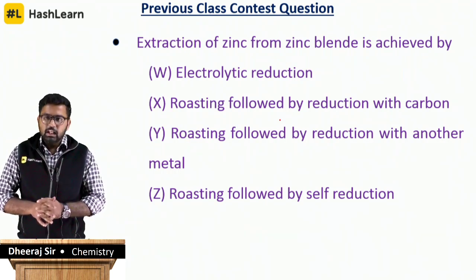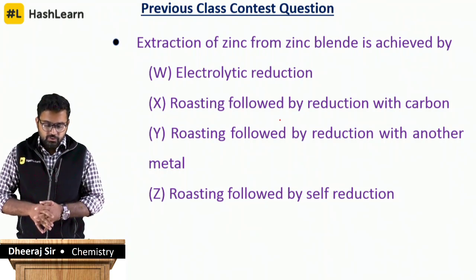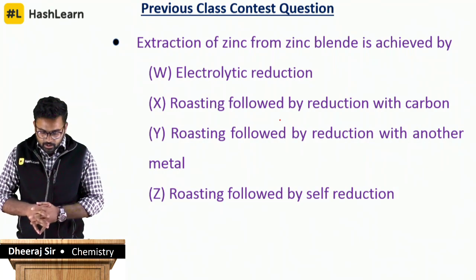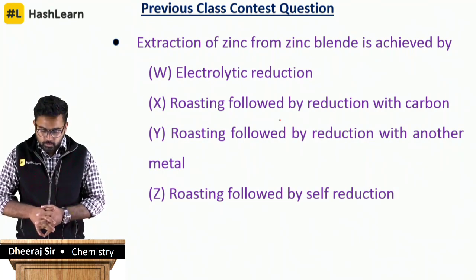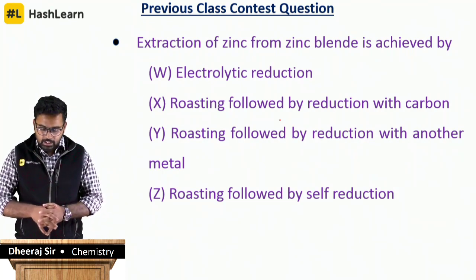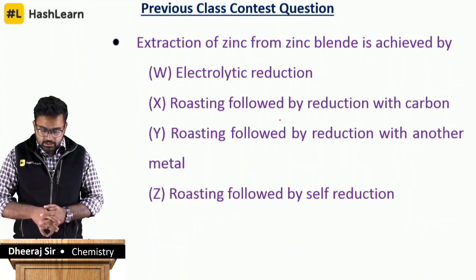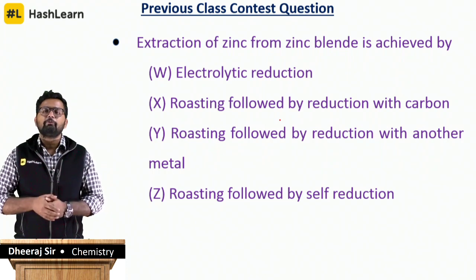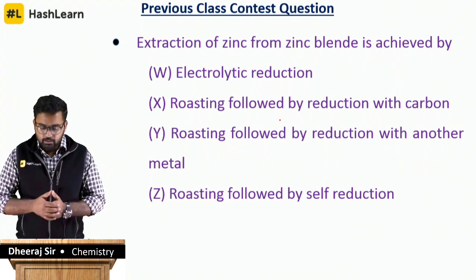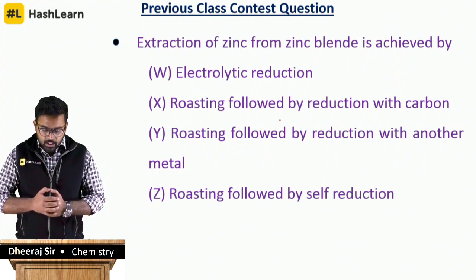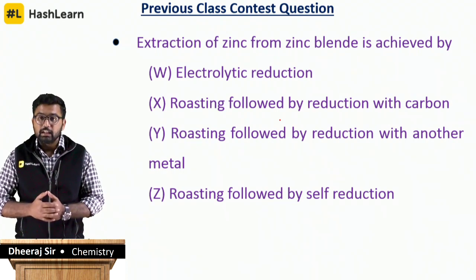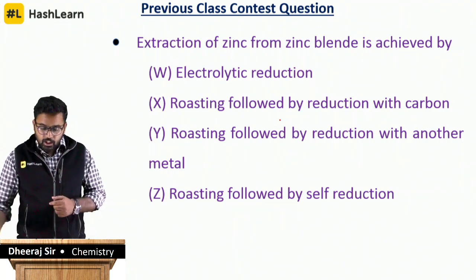This was a previous class contest question. We had asked you, extraction of zinc from zinc blende is achieved by electrolytic reduction, roasting followed by reduction with carbon, roasting followed by reduction with another metal, roasting followed by self reduction. You need to know that zinc falls under that category of metals which are moderately reactive. So if it is moderately reactive, it cannot fall under self reduction. If it is moderately reactive, it cannot fall under electrolytic reduction.